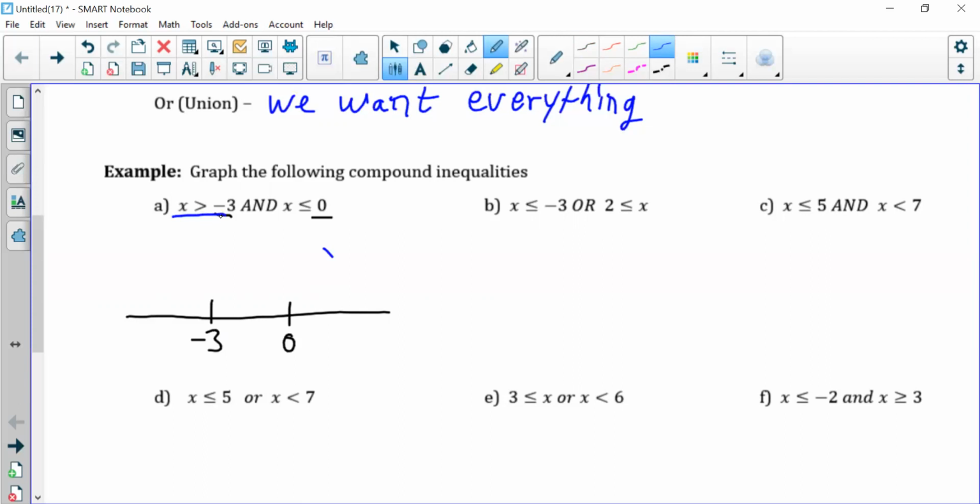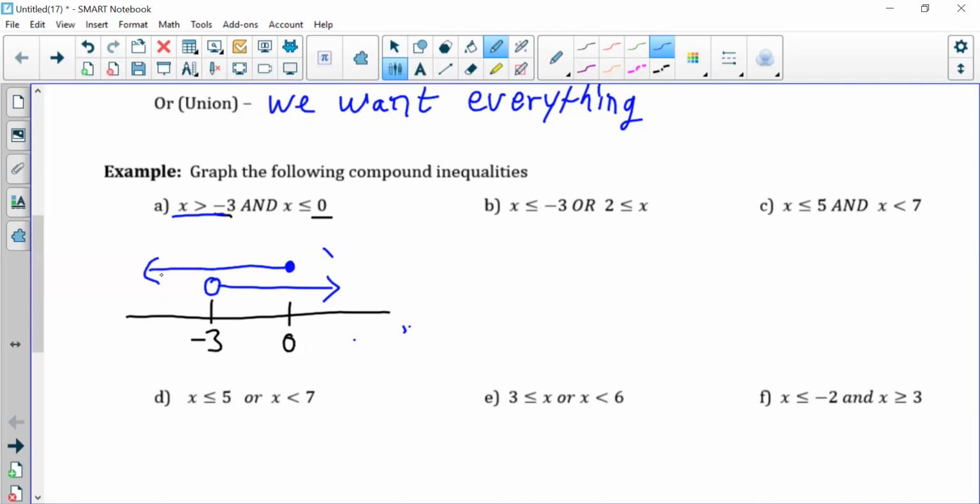Grab my blue pen back, and let's graph the first one. X is greater than -3. So -3 is right here. We want greater than, not equal to, so open dot, and we want greater than, so this is going to go to the right. All right, next one. We want X is less than or equal to 0. So we're going to go to 0, less than or equal to means I want a filled in dot. And because it's less than, I want to go to the left.